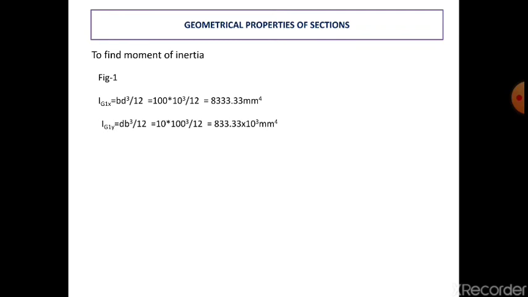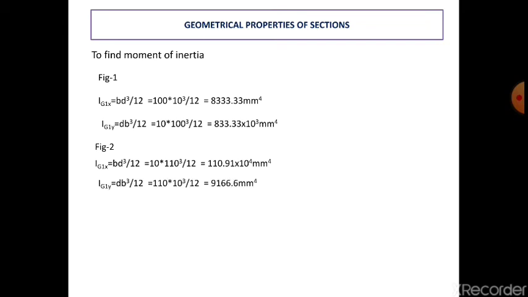Now we'll be calculating for figure 2, the same way. In this case, along the x direction, the parallel dimension is 10 mm, so we will be taking the b as 10. Understand? For whichever axis, the dimension which is parallel will become the b for this rectangular formula. And the same for the y axis for figure 2.